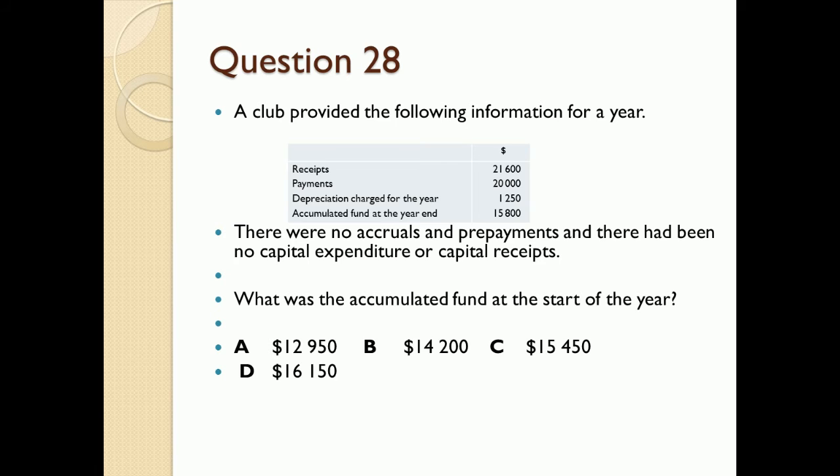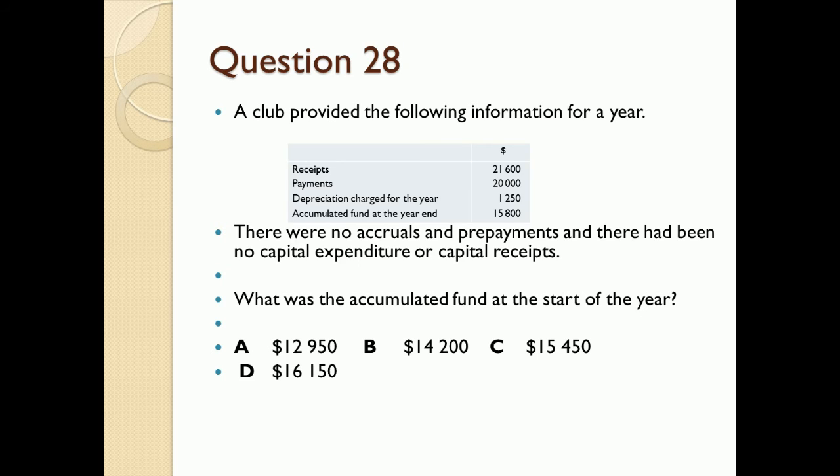Okay. What was the accumulated fund at the start of the year? Your profit for the year was added to your opening accumulated fund, and then 15,800, your closing value of accumulated funds, is being shown. So what we have to do is reverse, we have to subtract. If we made profit from that accumulated fund, then we can arrive at the opening balance.